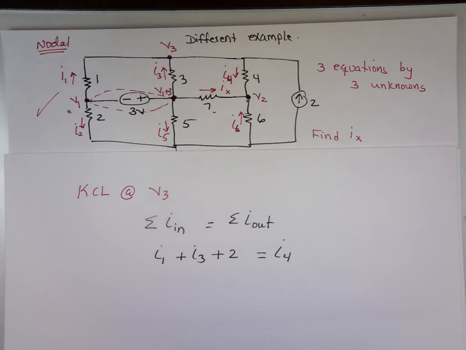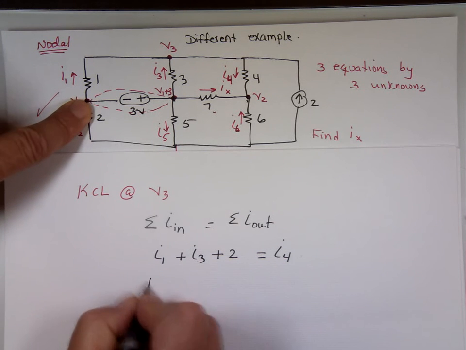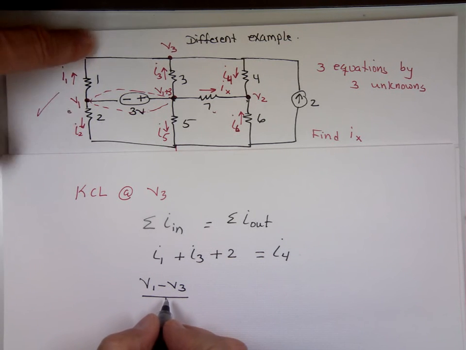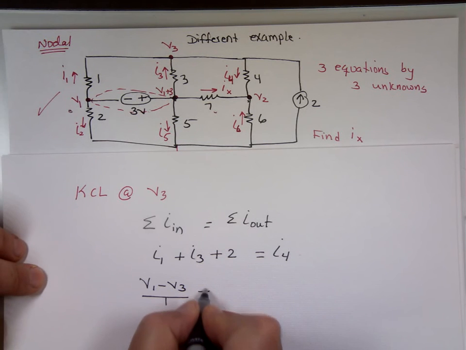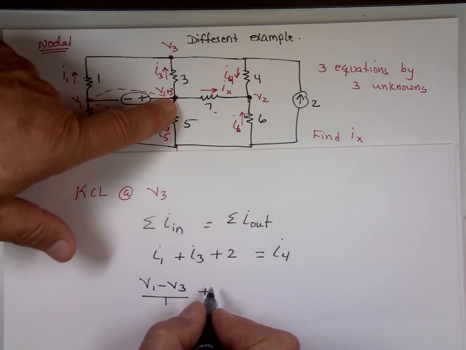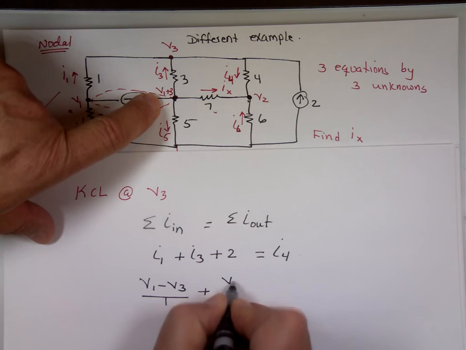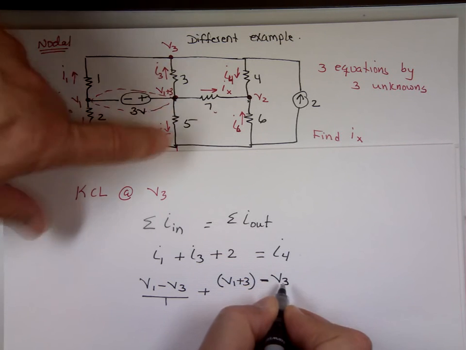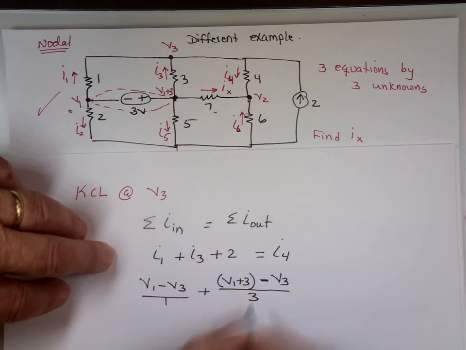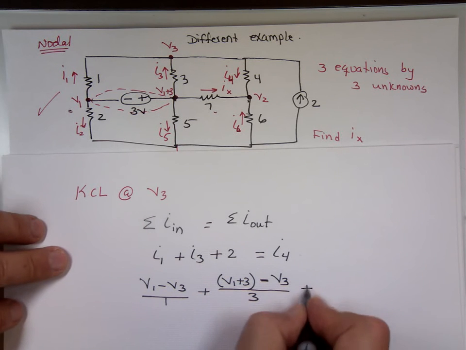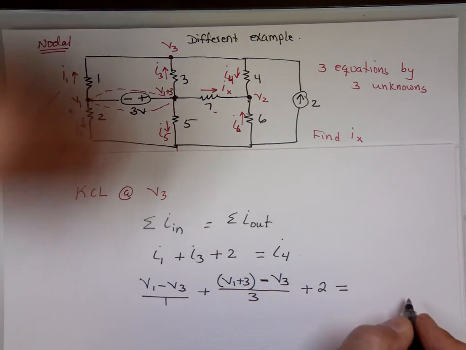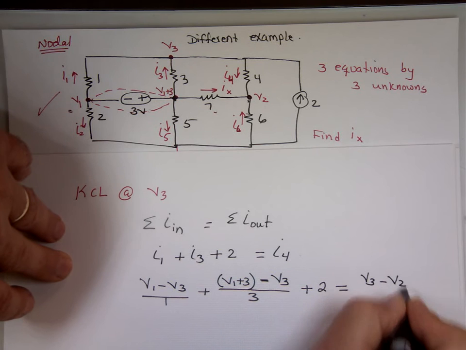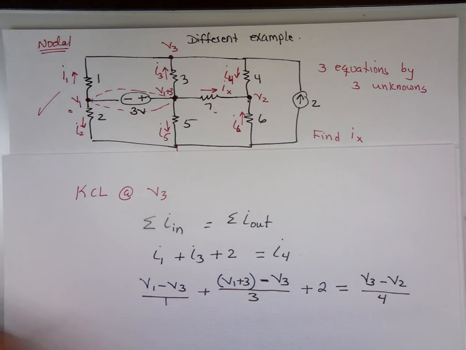I sub 1 is what? V1 minus V3 divided by 1, because it's going up. It's this minus that divided by 1. I sub 3 is going up, so it's this voltage minus that. So it's V1 plus 3 minus V3 divided by 3. Plus the 2 equals I sub 4, which is the top minus the bottom. The top is V3 minus V2 divided by 4. The good news here is my LCD is going to be small. It's going to be 12.